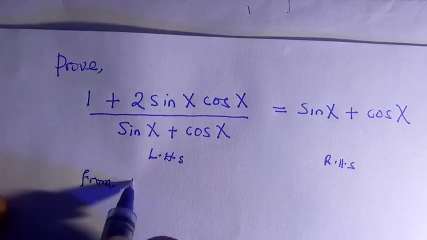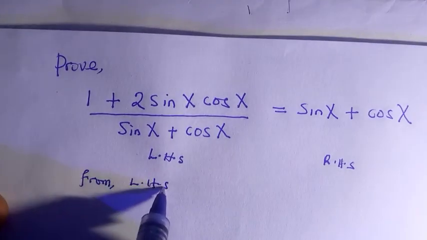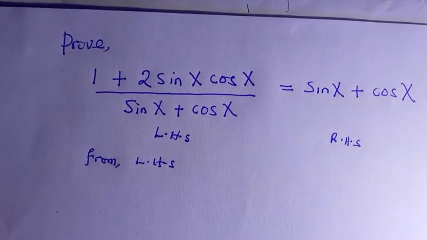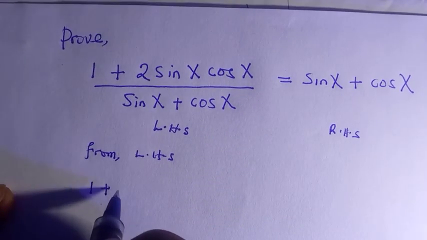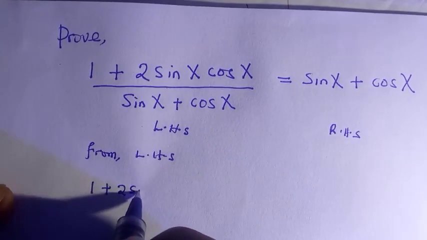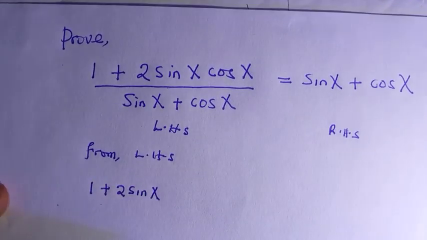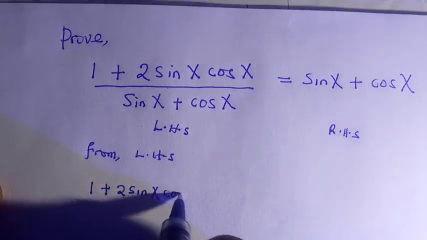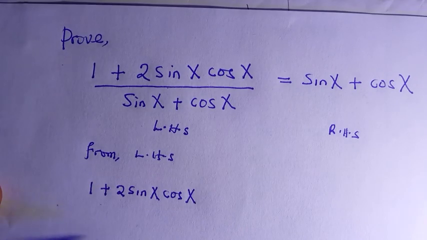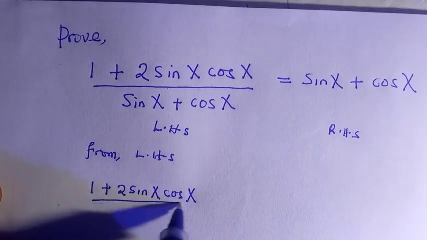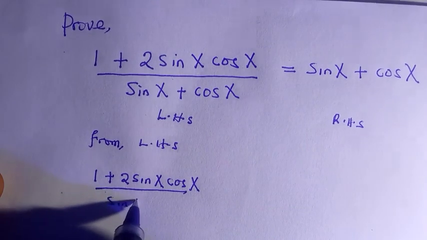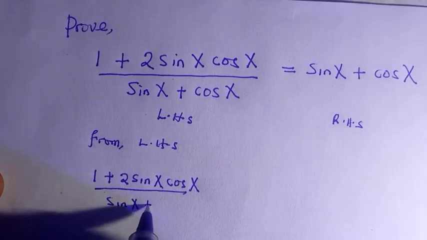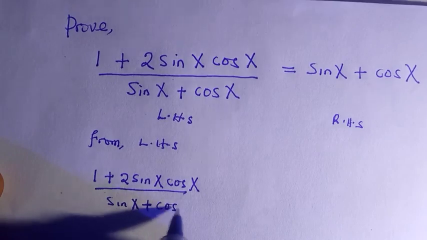So therefore, I'm going to use the left hand side to prove this. You might still use the right hand side to prove it, depending on how fast you are able to think. So let's see how to use the left hand side to solve this. We are given this at the left hand side, which is 1 plus 2 sine x cos x divided by sine x plus cos x.